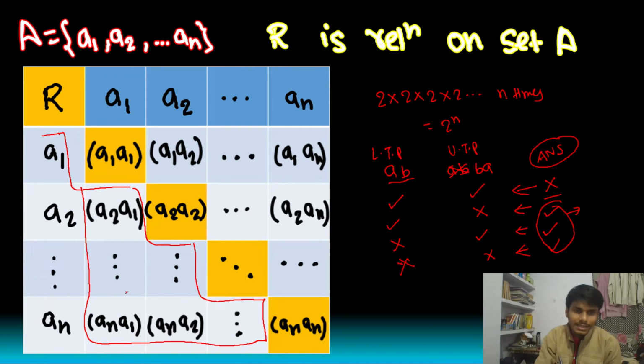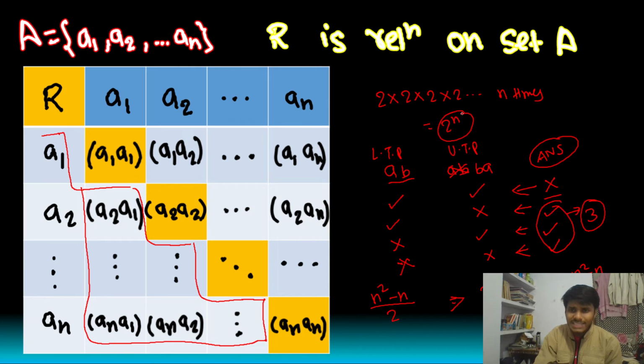How many elements are there in the lower triangular portion or upper triangular portion? The total number of elements is n square, and the number of diagonal elements is n. So the number of non-diagonal elements is n square minus n, and these are equally distributed between the lower triangular portion and the upper triangular portion. That means the number of elements in the lower triangular portion is (n square minus n) by 2. For each element we have three options, so the total number of ways is 3 into 3 into 3, (n square minus n) by 2 number of times. So the total number of options is 3 to the power (n square minus n) by 2.